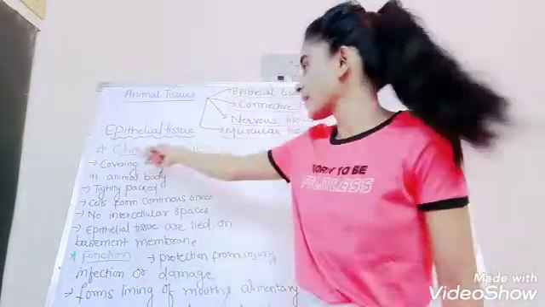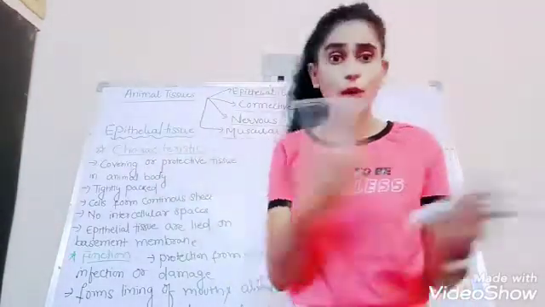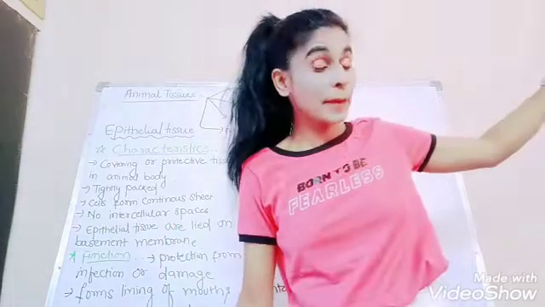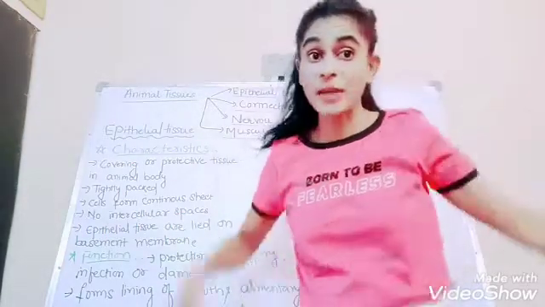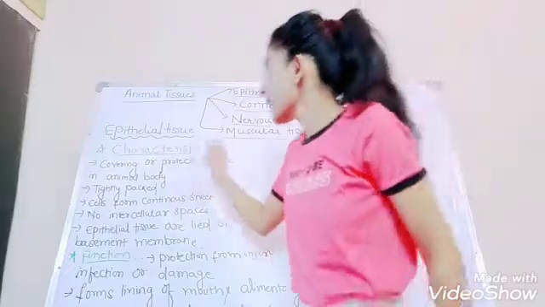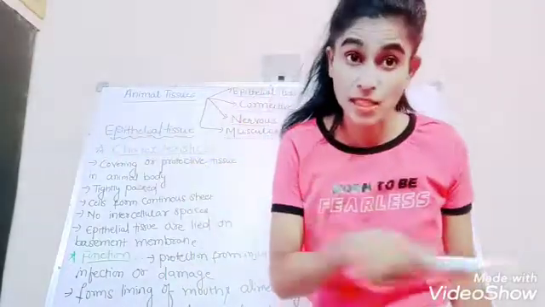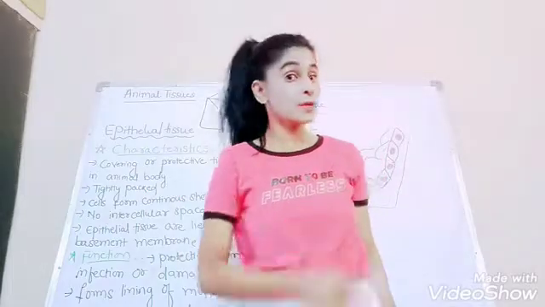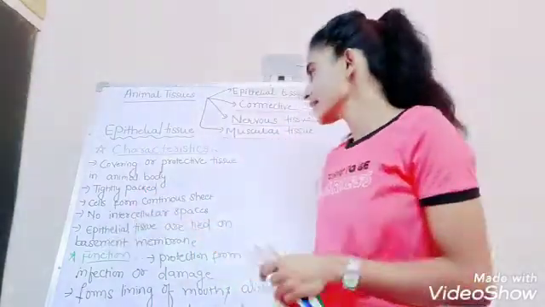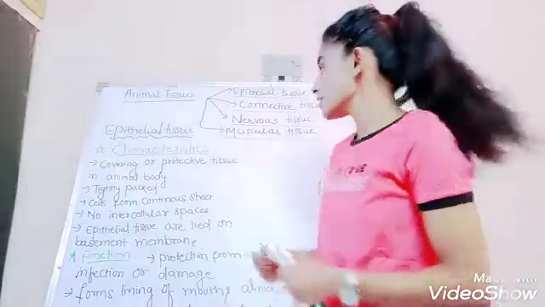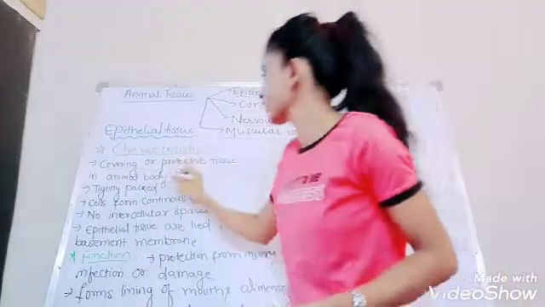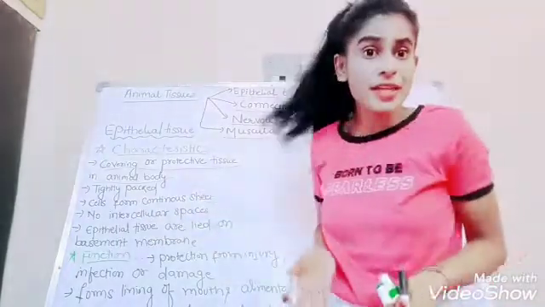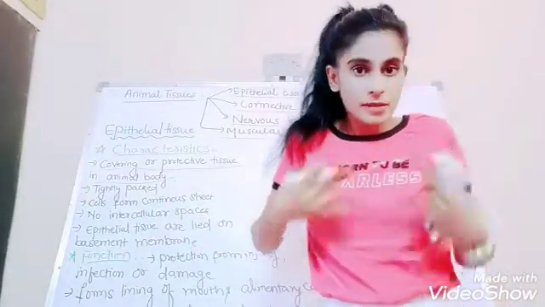So the main function of epithelial tissue is protection. In plants, epidermis and cork provide protection, but in animals, epithelial tissue provides us protection. Let's see what is there in the epithelial tissue and how it provides protection. The first point is that it is a covering or protective tissue in the animal body. Skin is the covering.